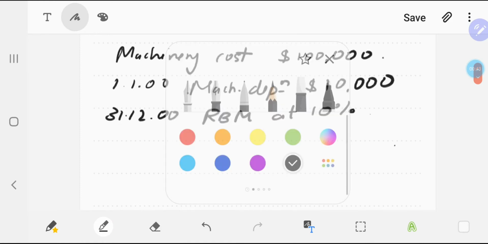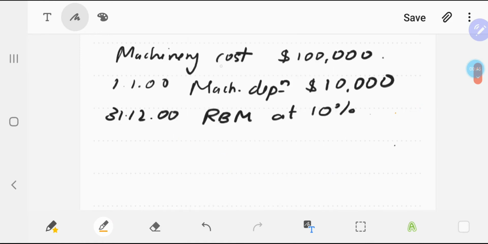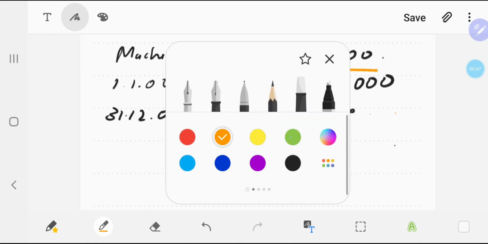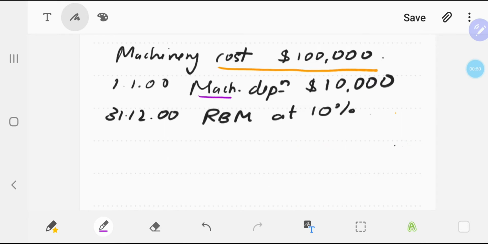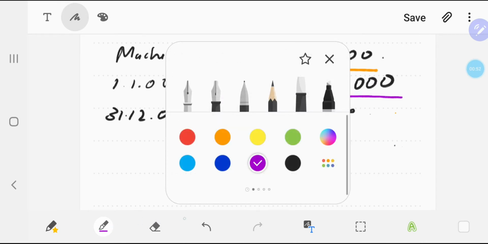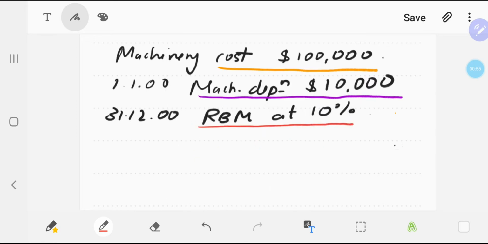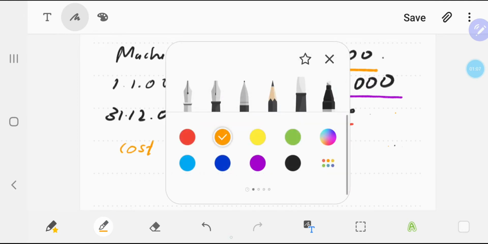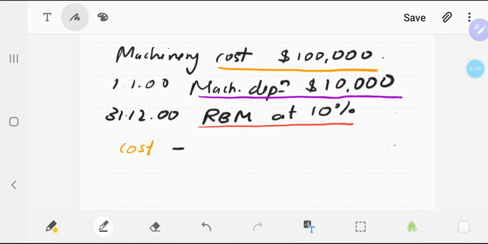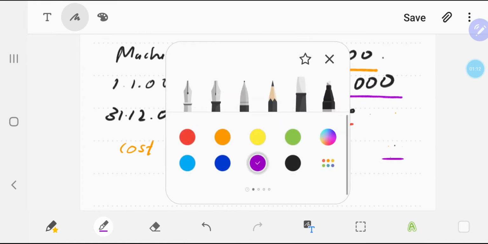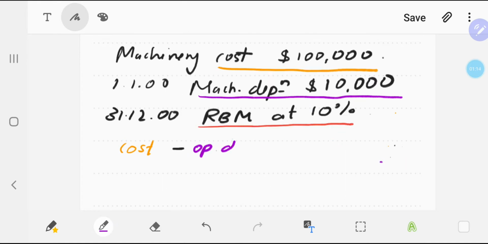Now let's move to the calculation. Cost 100,000, opening depreciation 10,000, reducing balance method at 10%. Now you should know the formula to calculate depreciation using reducing balance method. Cost, take away your opening depreciation.